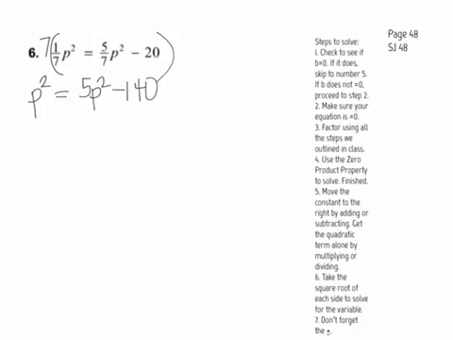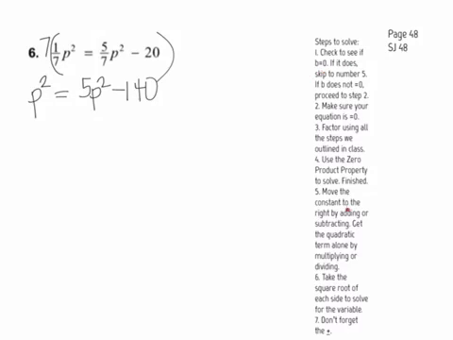Then let's look over here at our steps. It says check to see if b equals 0, which means do you have a p to the first power? Over here, do you have a p to the first power? No, I've got a p to the second, a p to the second, and I have a constant term, something that doesn't have a p. So b is 0. If it does, skip to number 5. So go down here to number 5.